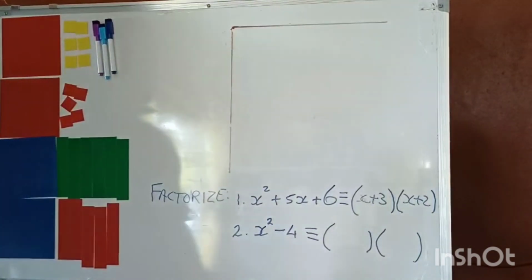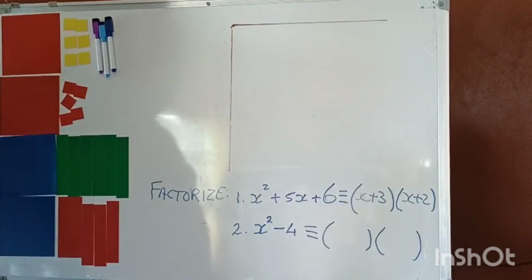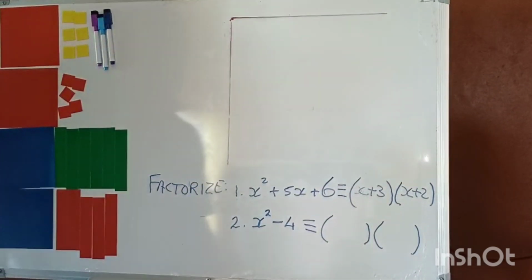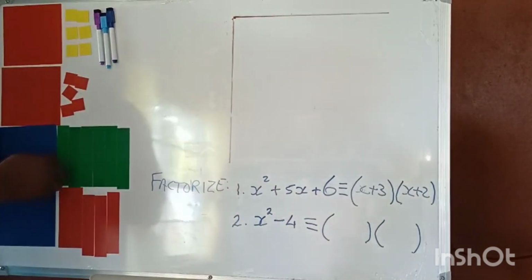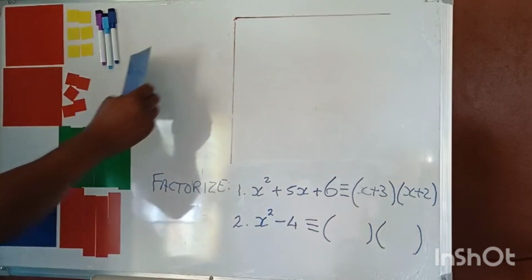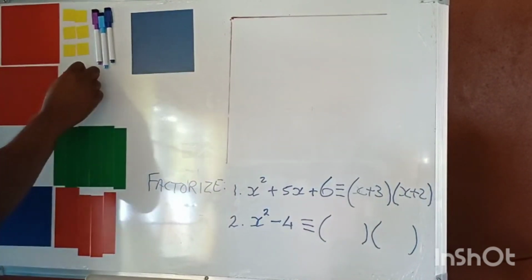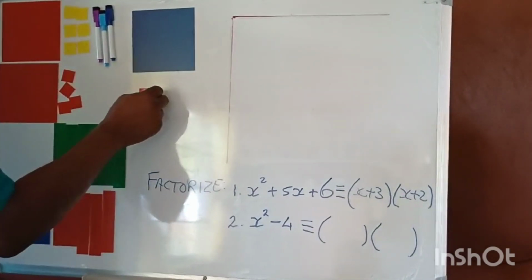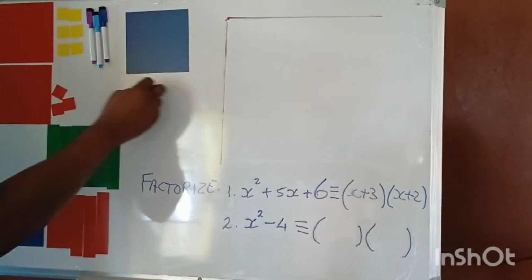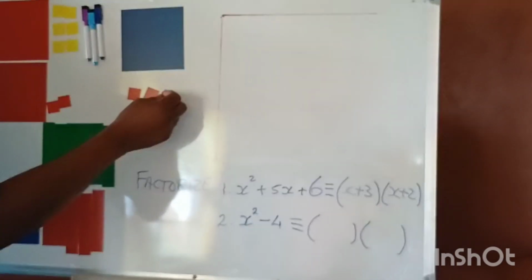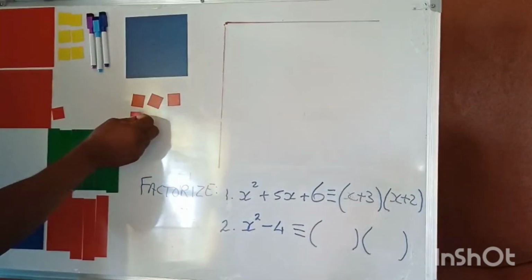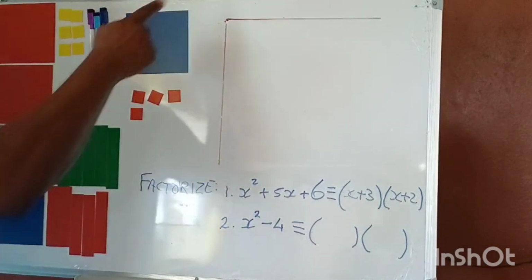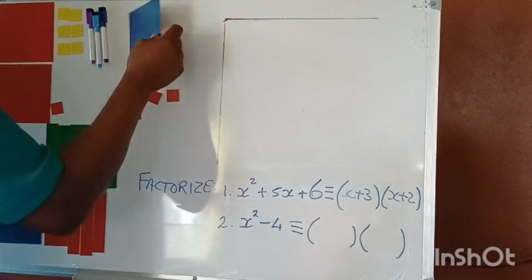Okay, so now let's do the other problem. Here you have to factorize x squared minus 4. So we model x squared minus 4. Here's the x squared tile. The red tiles are the negative. So this is negative 4 units. So we have 1, 2, 3, 4. So we put this model in our factorizing frame.